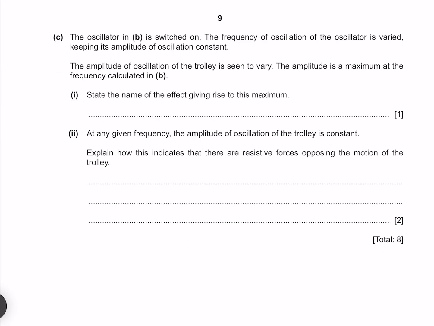The oscillator in B is switched on, the frequency of the oscillation of the oscillator is varied, keeping its amplitude of oscillation constant. The amplitude of oscillation of the trolley is seen to vary. The amplitude is a maximum at the frequency calculated in B. State the name of the effect giving rise to this maximum. The effect is called resonance.